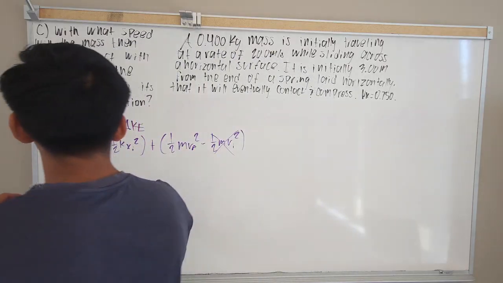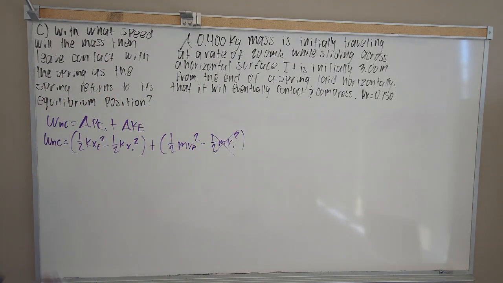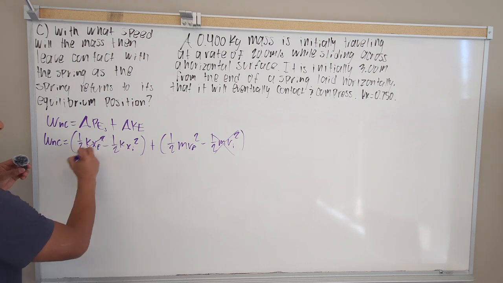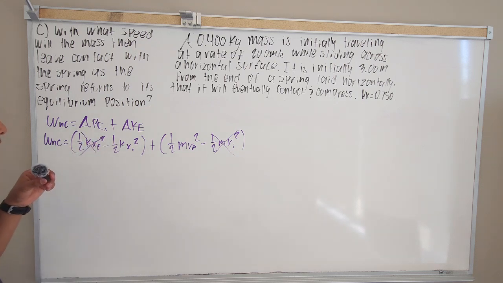And as the spring returns to its equilibrium position, so the spring is initially compressed, but once this whole thing happens, the spring is going to go back to its equilibrium position. So its final position is just going to be 0. So we can go ahead and cancel that out as well. And now we're just left with these two.